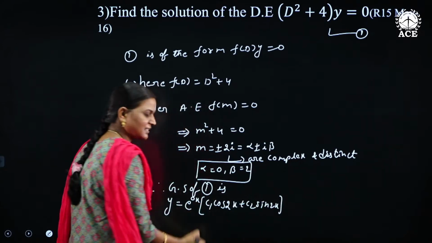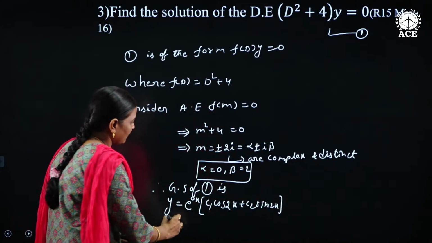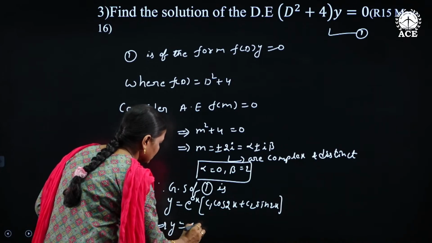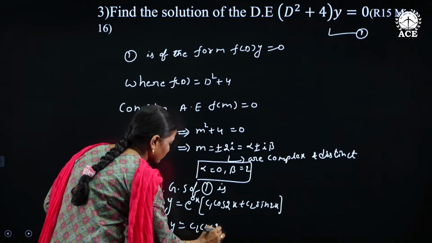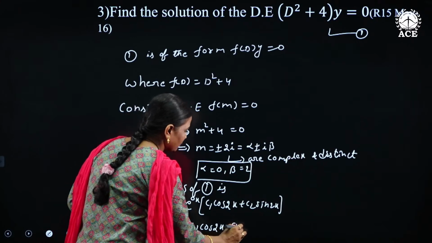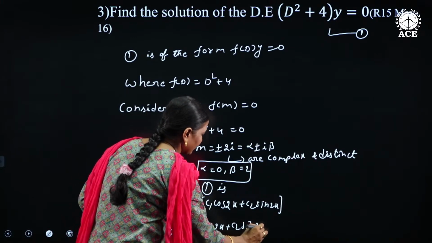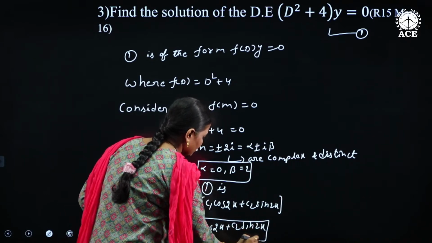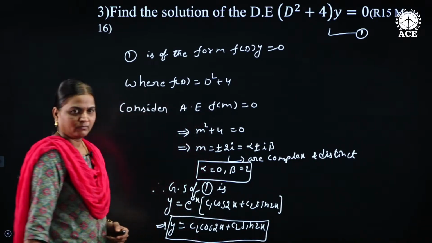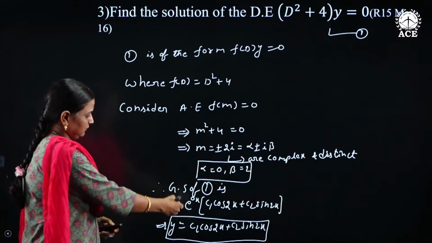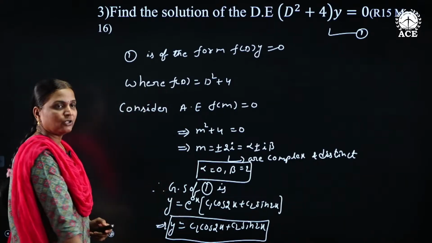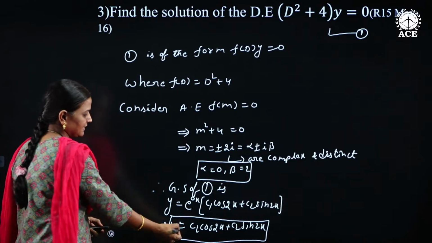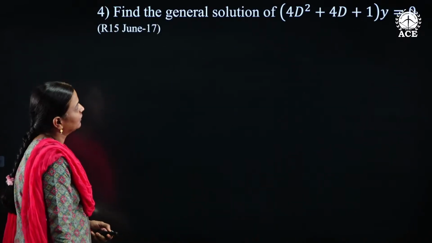But what is e power 0? E power 0 is 1. So y is equal to c1 into cos 2x plus c2 into sin 2x, which is the required general solution of the given differential equation. From this topic, these are the only short answer questions. So this is the required general solution.